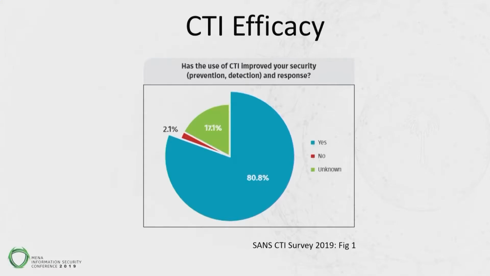So the efficacy of cyber threat intelligence, 80%. How effective is cyber threat intelligence in helping you become more secure, being able to detect and respond to attacks? Over 80% have basically stated that it's key to doing that, and they've demonstrated that. So the value of cyber threat intelligence is proven from that perspective. 17% say basically, it's unknown, they're not sure.